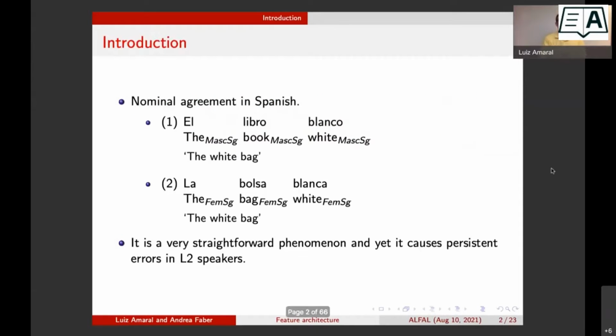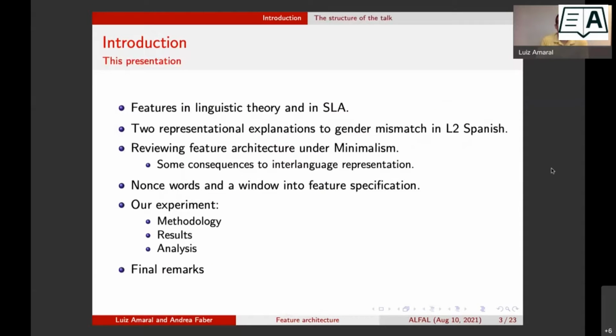Okay. So actually, everybody here speaks Spanish, so I'm not going to explain this to you, I promise. Nominal agreement in Spanish, I believe you all know how it works. But although it is a very straightforward phenomenon, it still causes persistent errors in L2 speakers. So in this presentation, we're going to take a look at feature in linguistic theory and in SLA, and take a look at two representational explanations for gender mismatch in L2 Spanish.